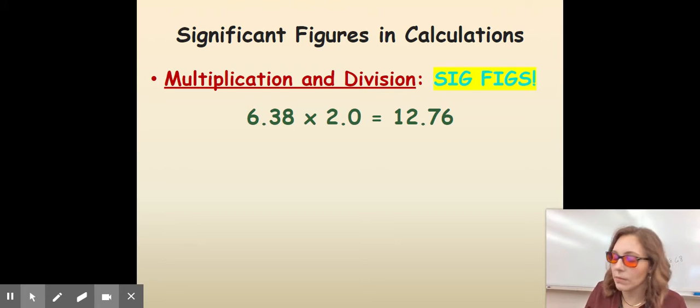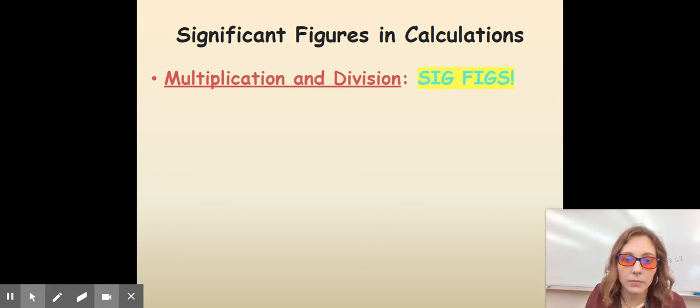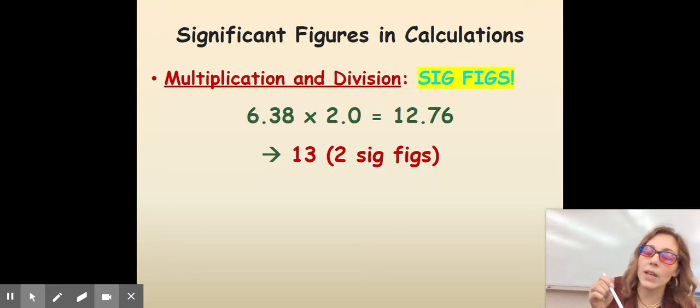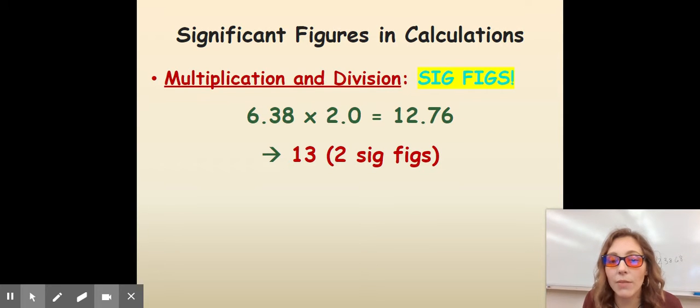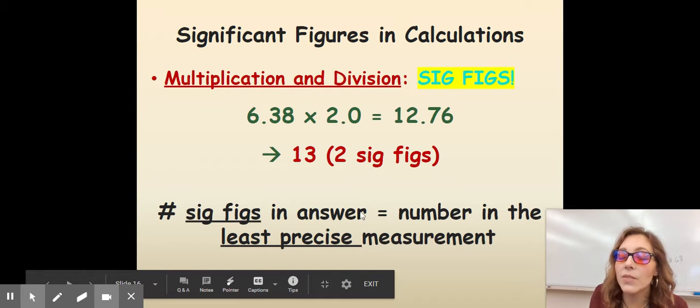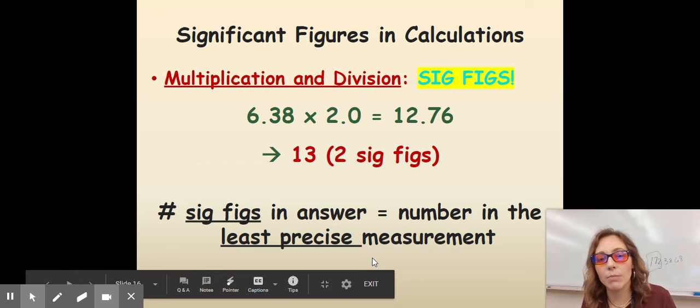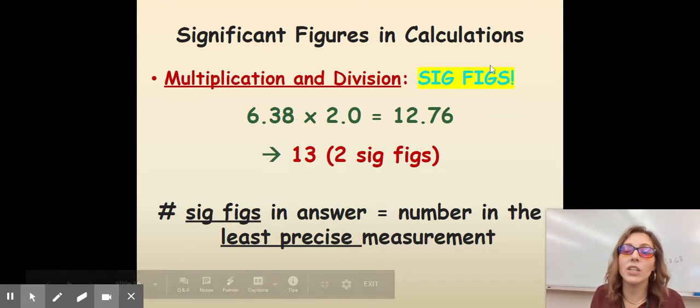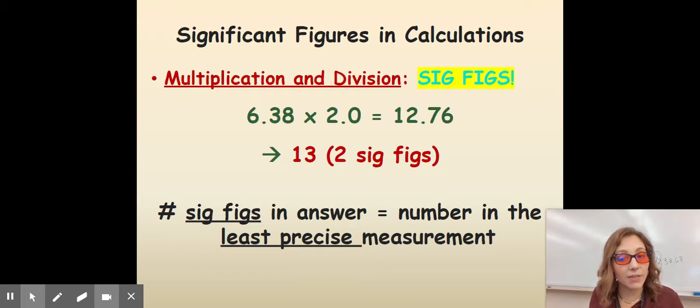So we're going to round to here, to 13, because we're looking at that 7. 7 is 5 and up, so we're going to round that 2 up to a 3. And now we have the 2 sig figs that we want, and that's our answer. Again, the number of sig figs in your answer is the number in the least precise measurement. And again, least precise for multiplication and division means least number of sig figs.